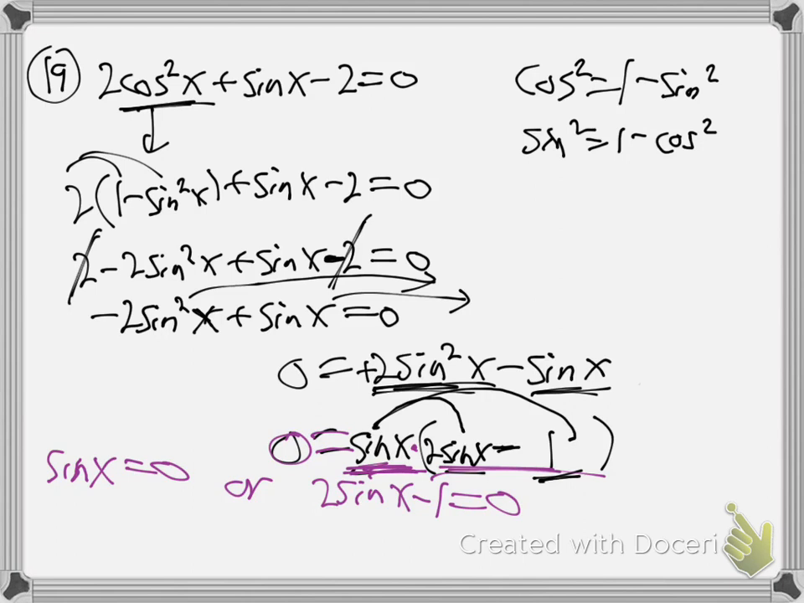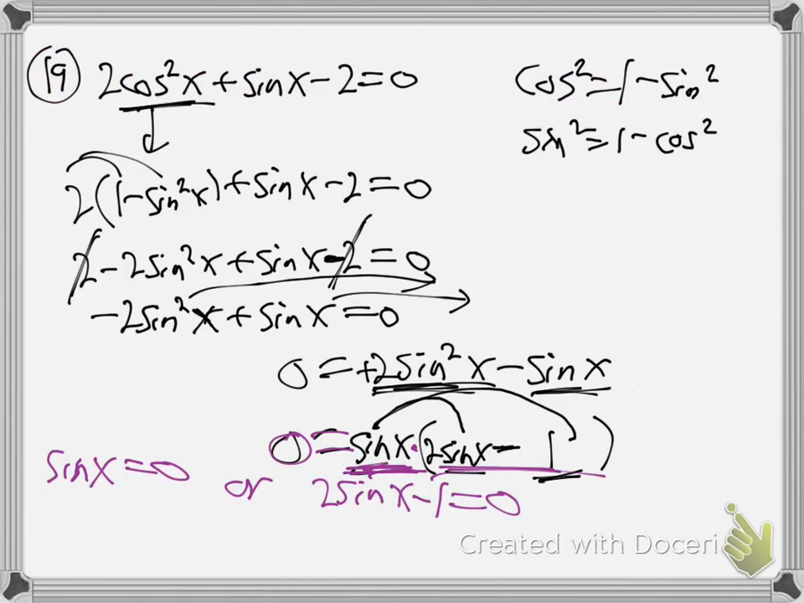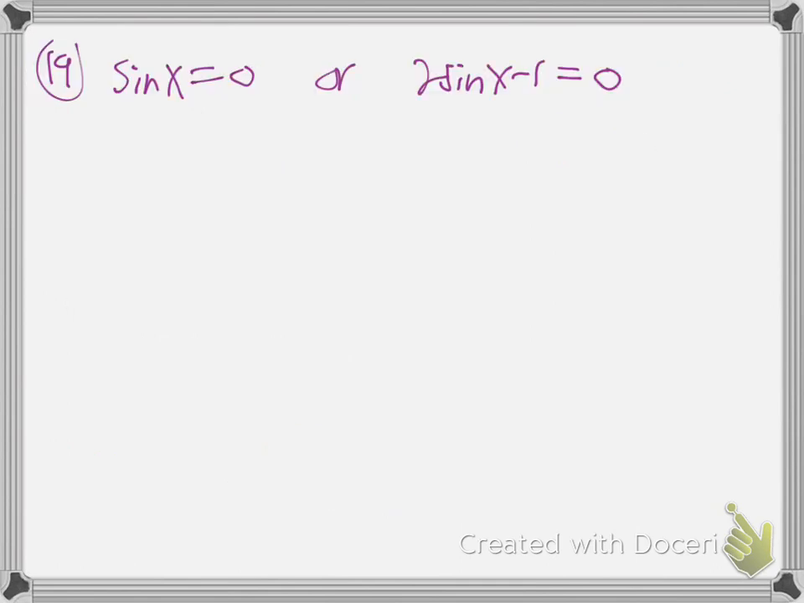Right? Okay, I'm going to go to a new page, if that's okay. So we have, what number was this? This is number 19. We're almost done with it. So we have the first, sine alone is 0, or 2 sine x minus 1 is 0, I think. Yeah. Right? So I got those two separate equations equal to zero. Now, how do you solve it?